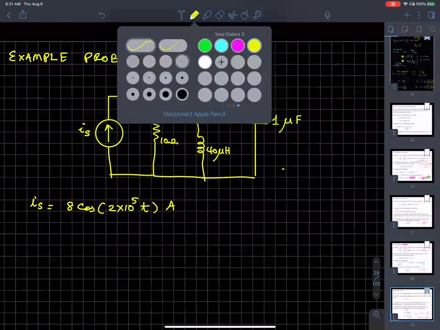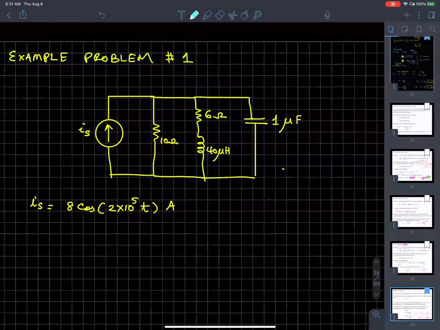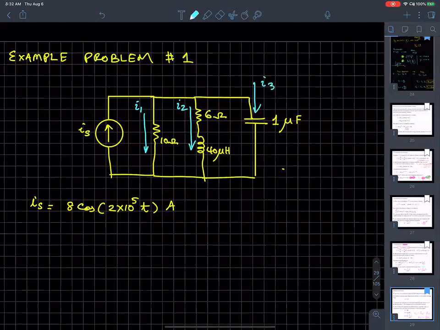Let's see what else is given. These currents are labeled as I1. The current here is labeled as I2. The current here is labeled as I3. The current in that branch, so that's the same current flowing here.